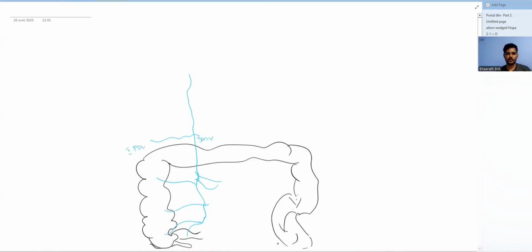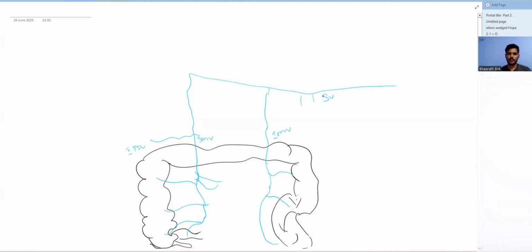On this side, the superior rectal vein, right? Because the superior rectal artery is a continuation of the inferior mesenteric artery. So the first vein, a formative tributary, would be the superior rectal vein. To this joins the sigmoidal vein, and to this joins the left colic vein, which together form the inferior mesenteric vein. Now, this inferior mesenteric vein will drain into the splenic vein. Right? So this is the splenic vein into which the inferior mesenteric vein drains.